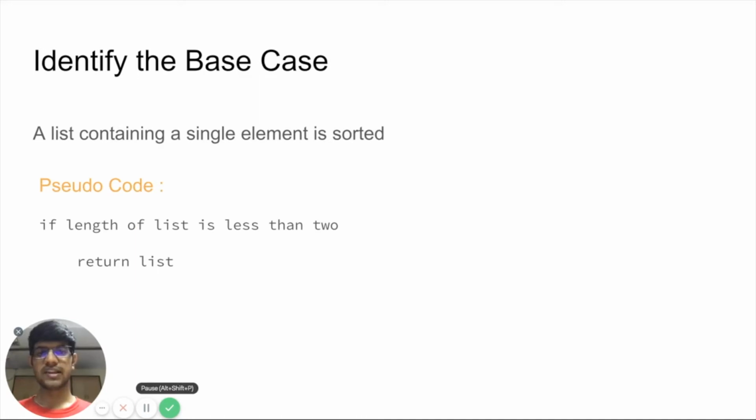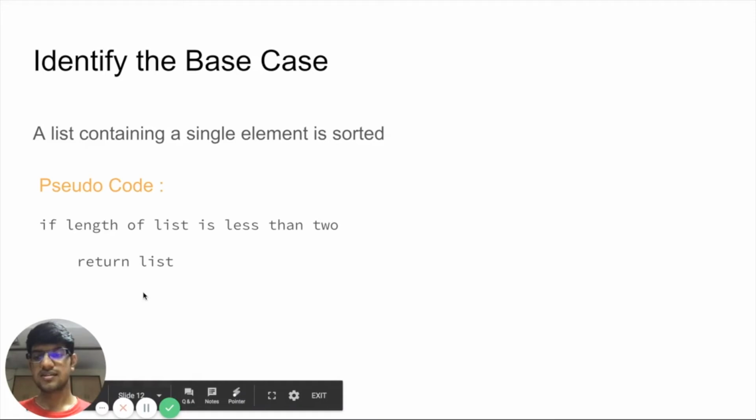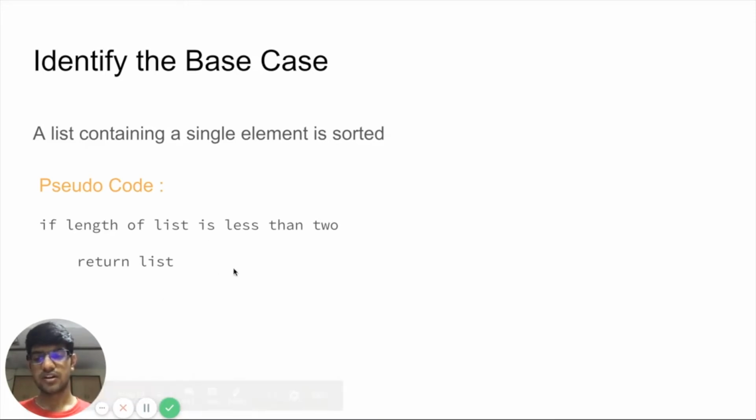Now let us look at the intricate details of each of these steps involving merge sort. The first step is to identify the base case. The base case in merge sort is a list containing only a single element, because a list containing only a single element is in itself sorted. Hence, if the length of the list is less than or equal to 2, we return the list itself.